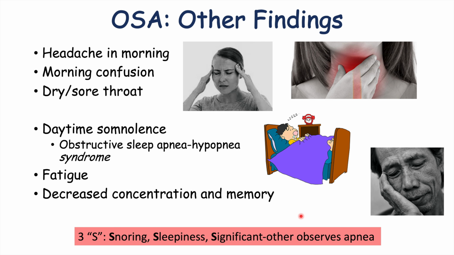And then to tie it all together, the 3 S's are a way to help remember the very key components of obstructive sleep apnea. And these include snoring, sleepiness, so that would be the fatigue and the daytime somnolence. And the third S is significant other observes the apnea episode. So these 3 S's are going to be very important to help remember the very key characteristics of obstructive sleep apnea. So those are the signs and symptoms of obstructive sleep apnea.